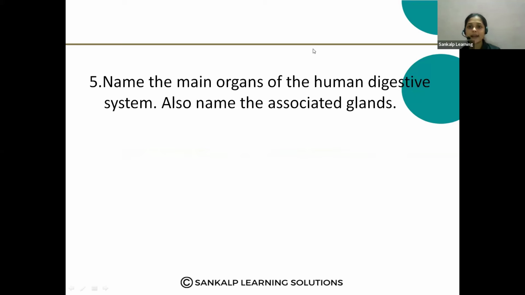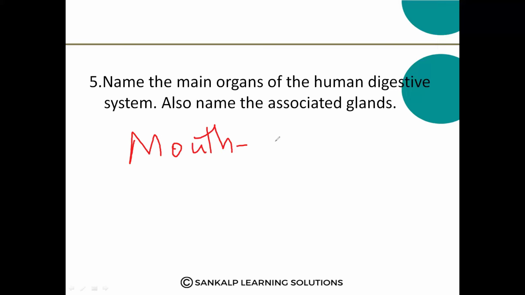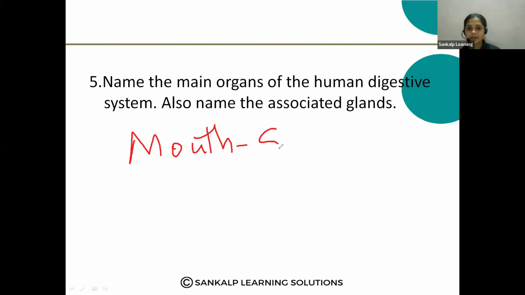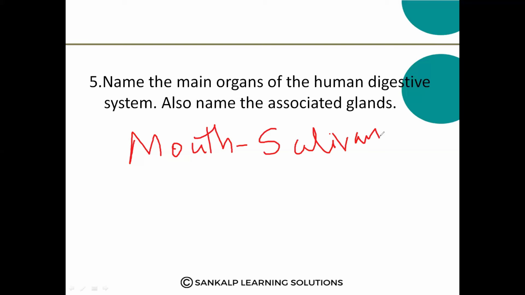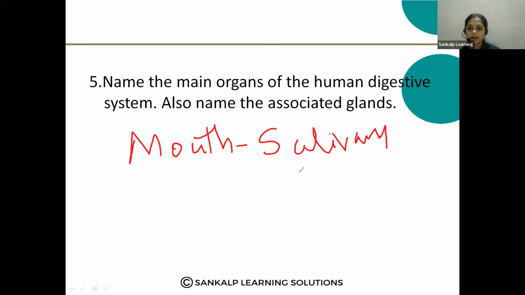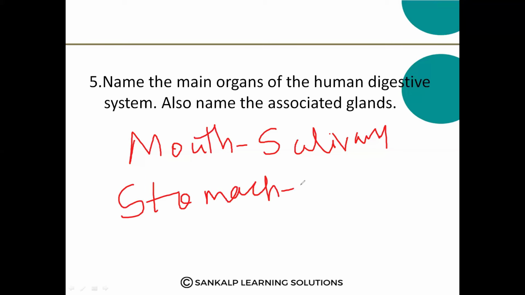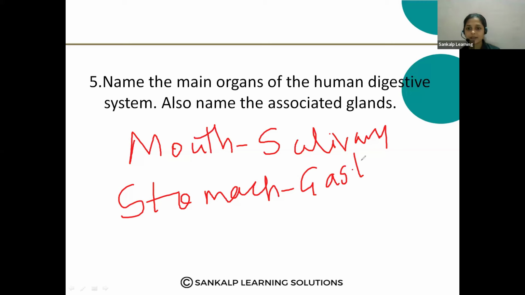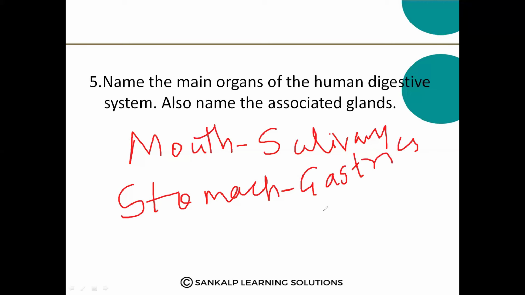And what are the different glands present in these organs? In the mouth, which gland is present? Salivary glands are present, right? Very good. They secrete which enzyme? Salivary amylase. Very good. In the stomach, what type of glands are present? Gastric glands. Yes, very good. Gastric glands are present and they secrete gastric juice. That contains HCl, mucus and pepsin, right?